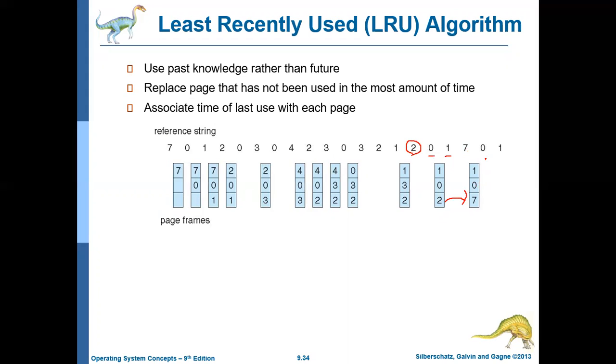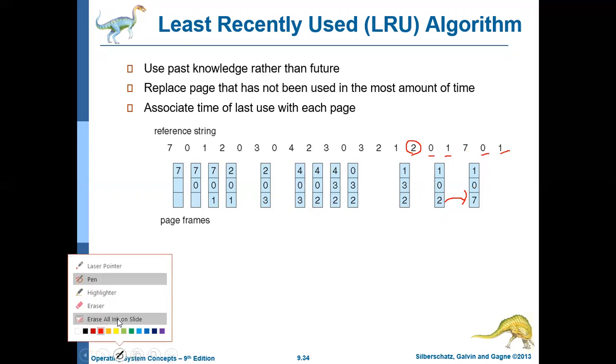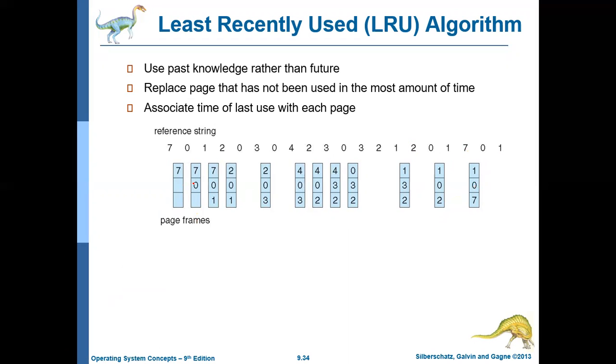Okay. Next is 0. 0 is in the memory, no page fault. Next is 1. 1 is in the memory, so there is no page fault. So this algorithm has created how many page faults? 1, 2, 3, 4, 5, 6, 7, 8, 9, 10, 11, 12. 12 page faults it has created.